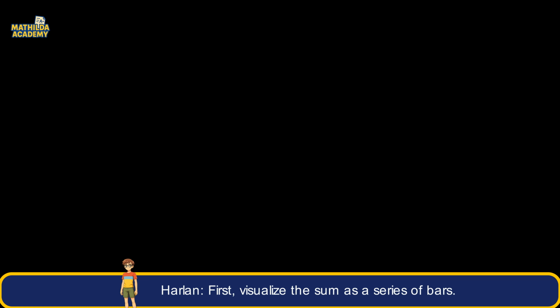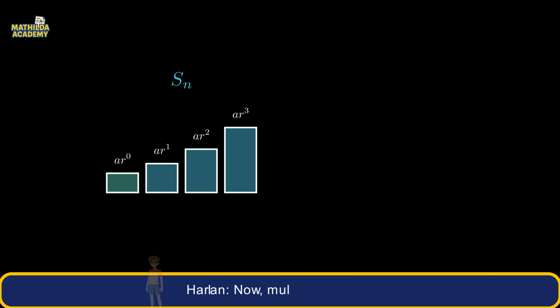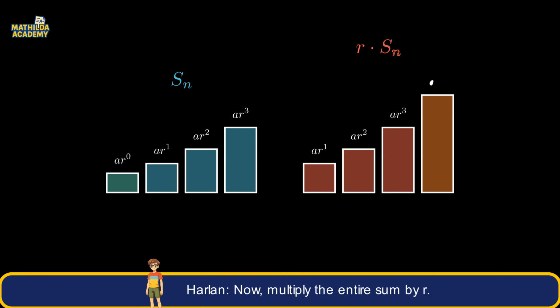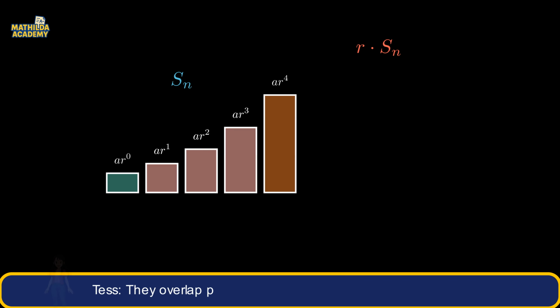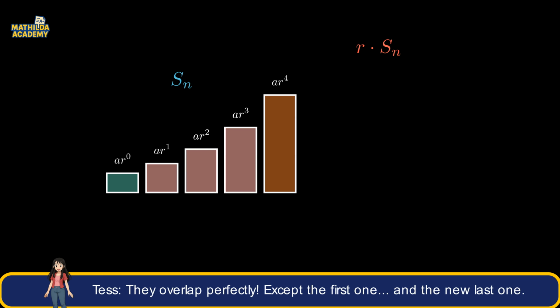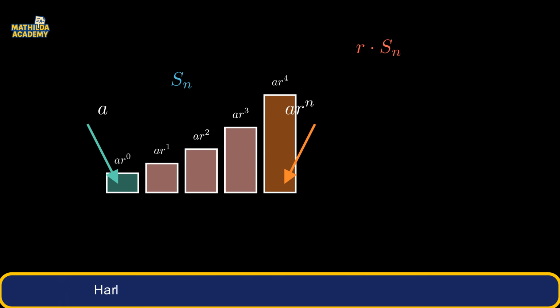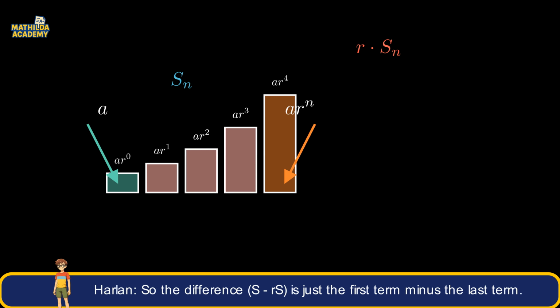First, visualize the sum as a series of bars. Now multiply the entire sum by r. Notice, multiplying by r shifts every bar's height to the next term's height. They overlap perfectly, except the first one and the new last one. So the difference, S minus rS, is just the first term minus the last term.